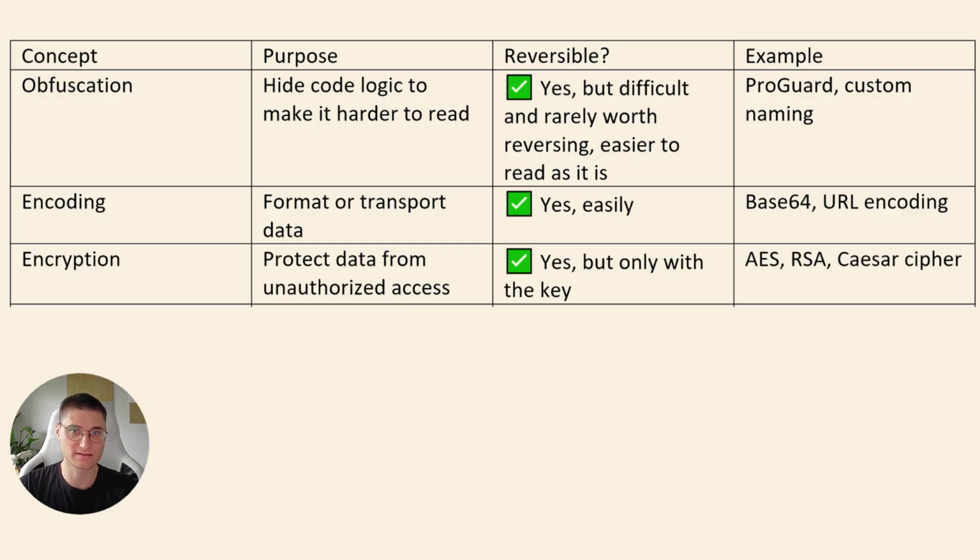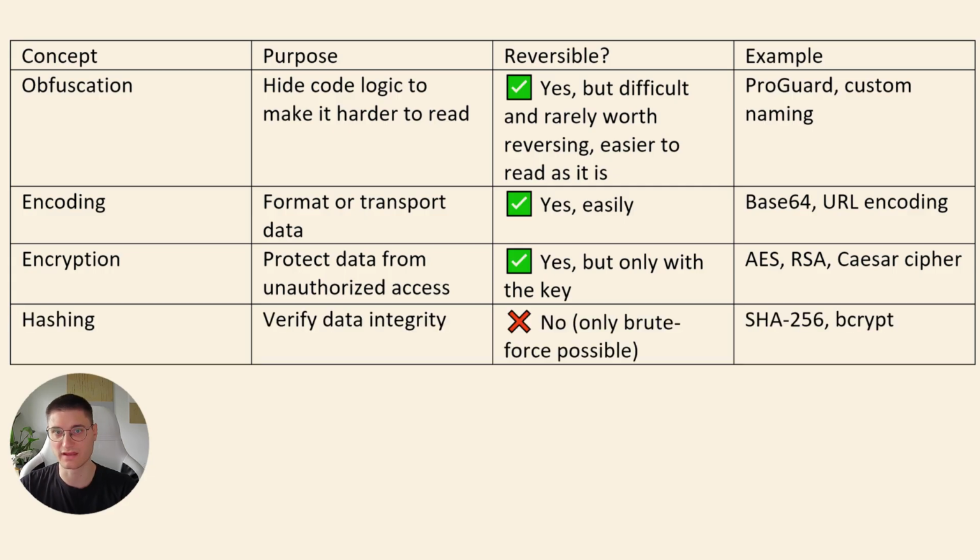Encryption is about protecting data from unauthorized access. You can reverse it only with the correct key. Examples include RSA, AES, or even some simple ciphers like Caesar. And hashing is one way, and it's used only to verify data integrity. You cannot reverse the hash, you can only try to guess the original input. Common examples are SHA-256 or bcrypt. So, in short, obfuscation hides logic, encoding changes format, encryption locks data with a key, and hashing creates a one-way fingerprint.